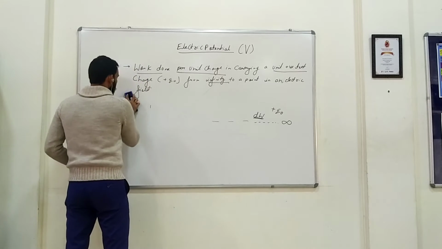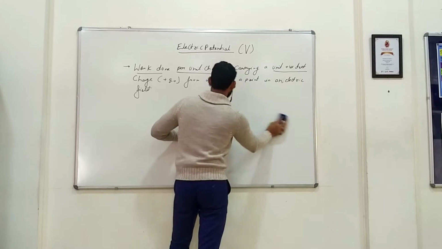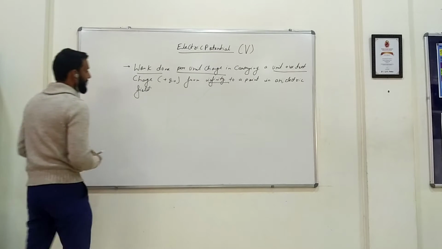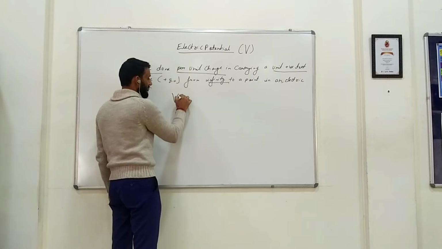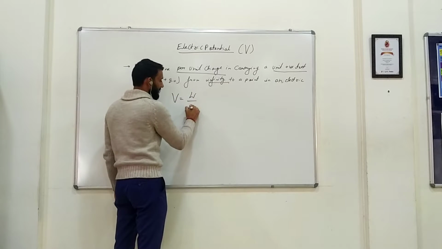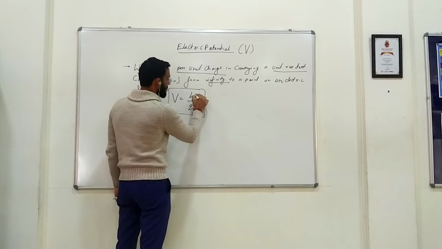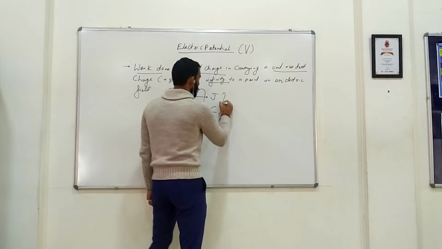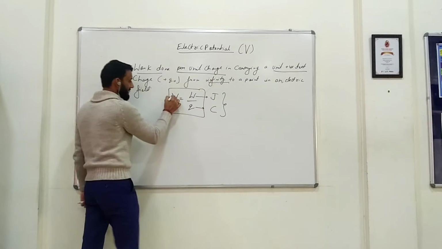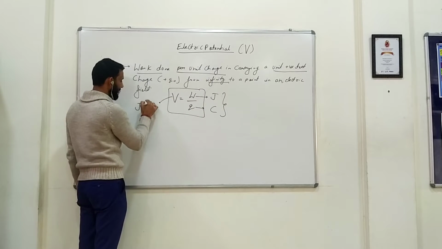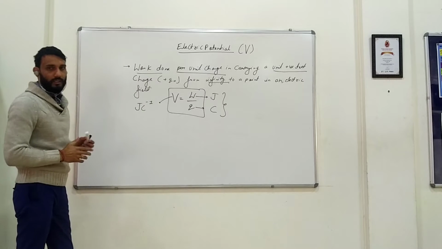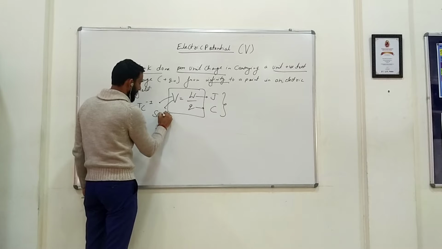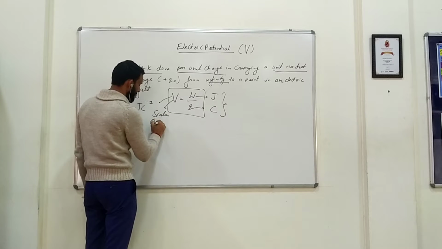Now if I want to calculate this electric potential, how do I calculate it? Electric potential, which is V, is work done per unit charge. The SI unit of work is joule and the SI unit of charge is coulomb, so the SI unit of electric potential will be joule per coulomb. Electric potential is a scalar quantity.